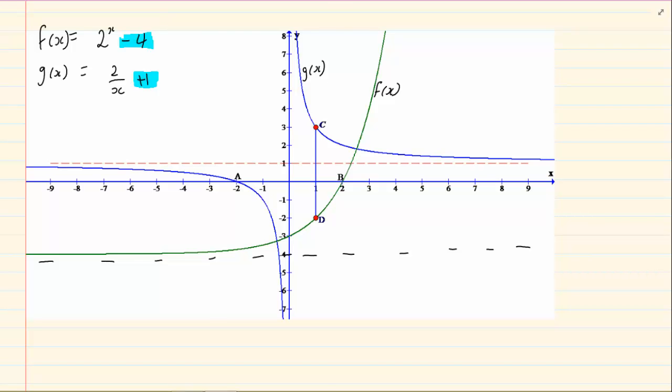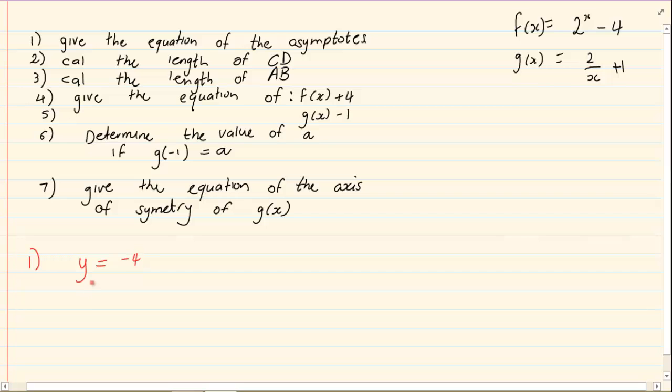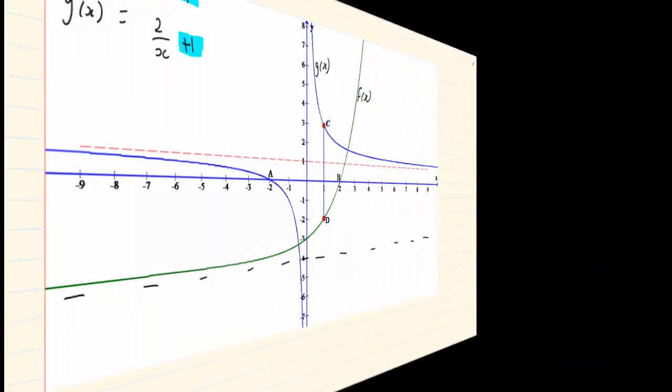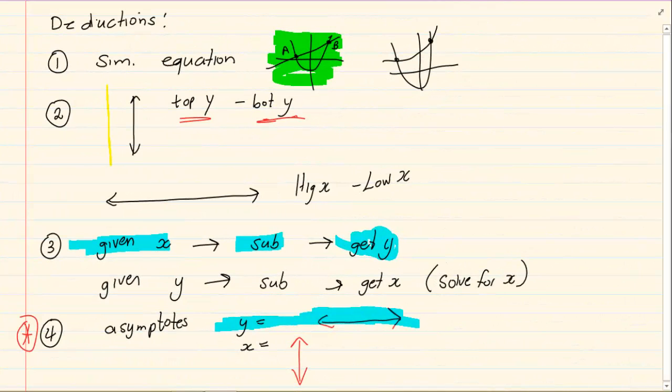Now let us go to the type of questions that they ask you. Look at the first question: give the equation of the asymptotes. So we know the equation of the asymptotes is, for the one we have y is equal to minus 4, and for the other one we have y is equal to 1. But the hyperbola has another asymptote which is not always so clear, and it is this specific line. When we have an asymptote that is running vertically, then we have x is equal to.